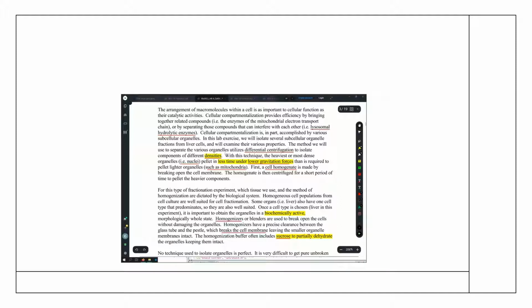So, if I were to ask you, how does this technique of differential centrifugation work? Well, it isolates components depending on their density. Okay? With this technique, the heaviest or most dense organelles will pellet in less time under lower gravitational forces.